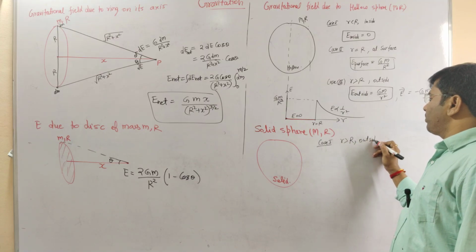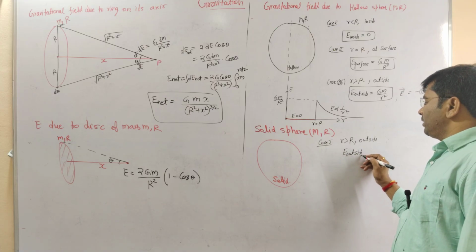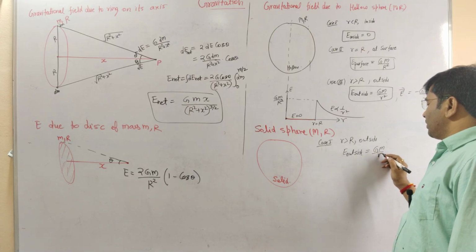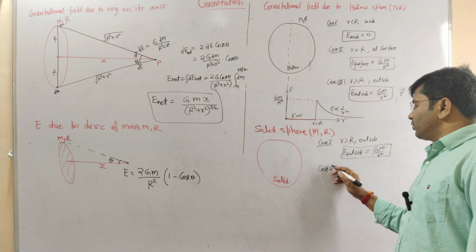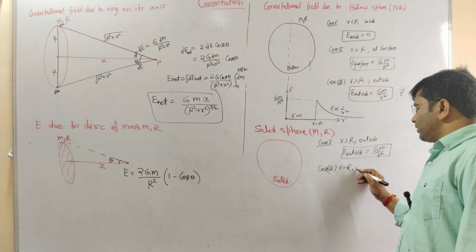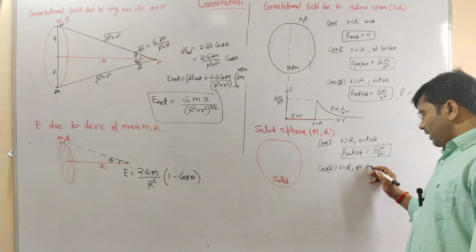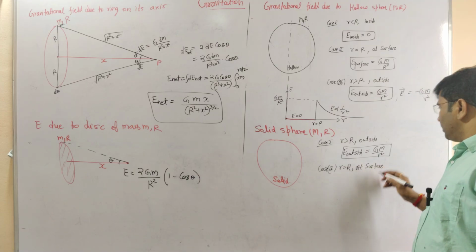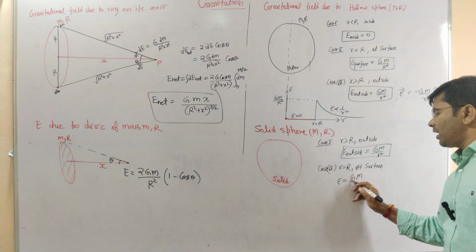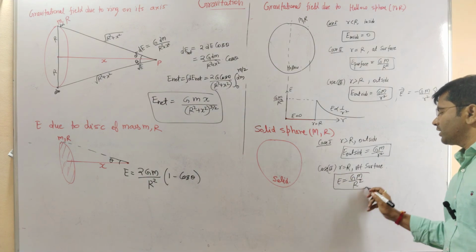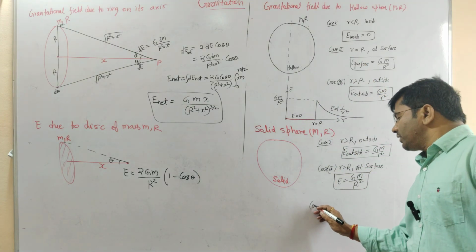So again it will behave like a point mass, and a similar formula will come here. Outside it will be Gm by R square. Clear? Case 2 means small r equal to capital R, that means at the surface. At the surface this formula will be E equal to Gm by R square. So outside and at the surface, hollow and solid are the same. Only the difference is inside, so I am taking case 3.